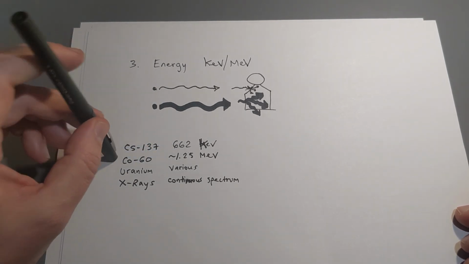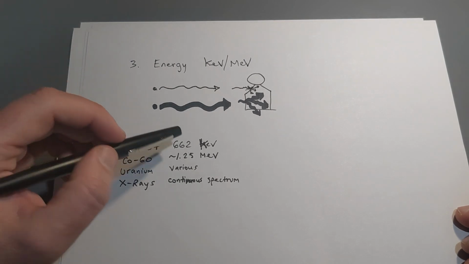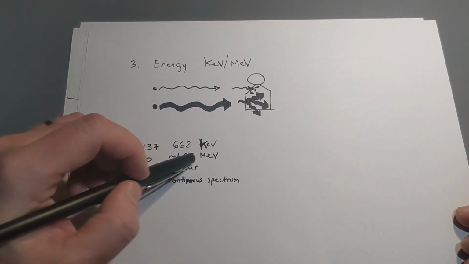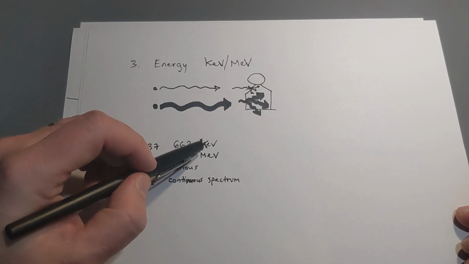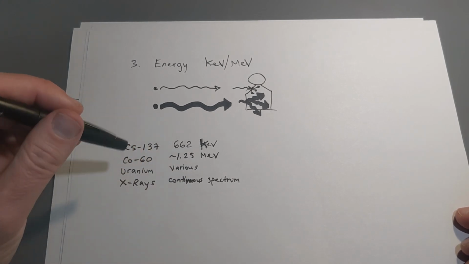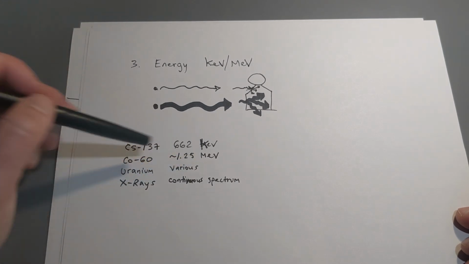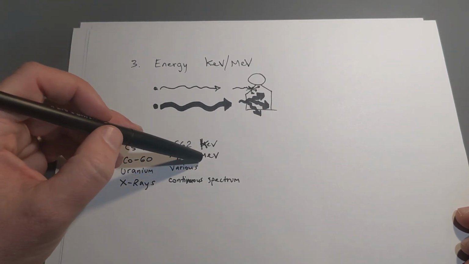And cobalt-60 is another common one, and it actually emits 2 gamma lines, and they're roughly 1.2 MeV, which would be 1,250 keV. That would be equivalent because of this 1,000 to 1. And you see both of these almost interchangeably. You just have to pay attention to the unit.